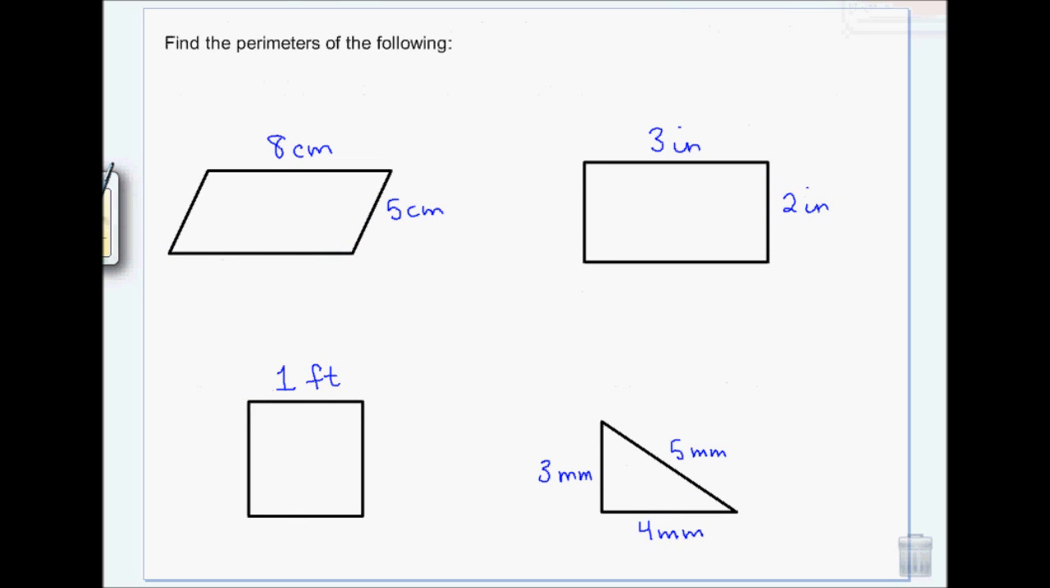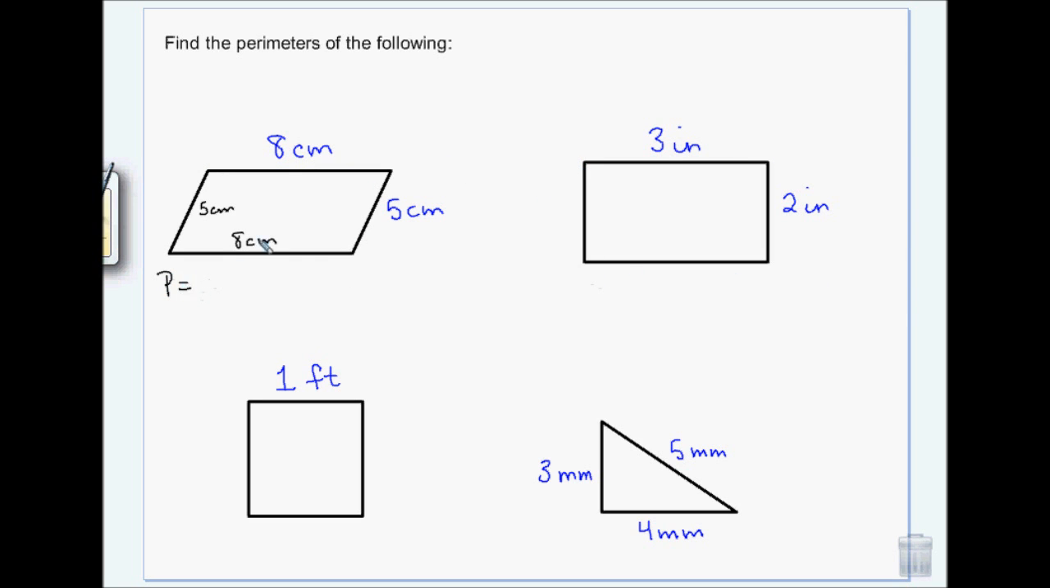Find the perimeters of these. Before we start, if this is 8 centimeters, this side is also 8, and this side over here would be 5 centimeters. So if you wanted to add up all the sides, you'd go 5 plus 8 plus 5 plus 8. Would you add up all of them for area? No, area you multiply. We're going to do area Friday. But with perimeter, you add all the sides. It's the distance around the whole outside.